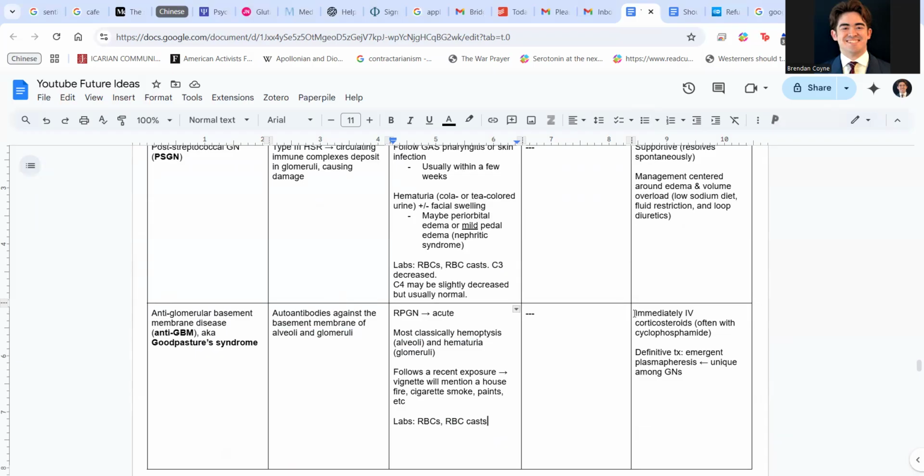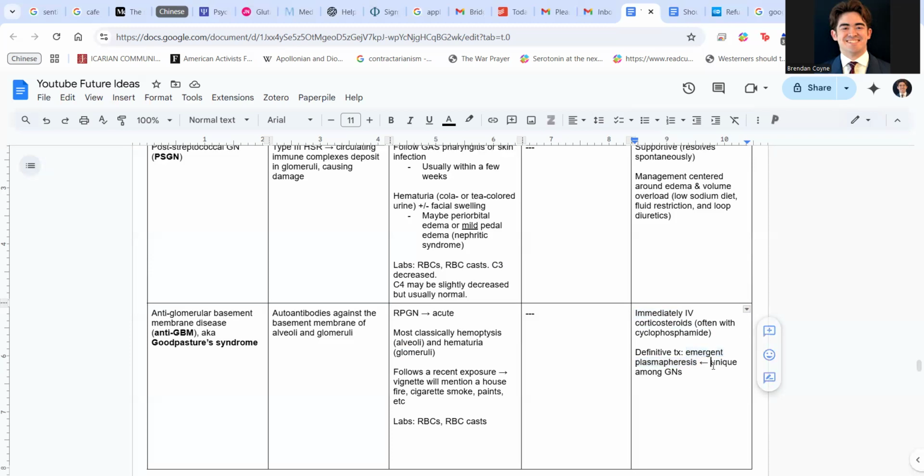So for treatment, you give IV corticosteroids immediately, often with cyclophosphamide. So this is not a self-resolving condition. This is something that requires immediate attention. And for definitive treatment, if indicated, you will do emergent plasmapheresis.